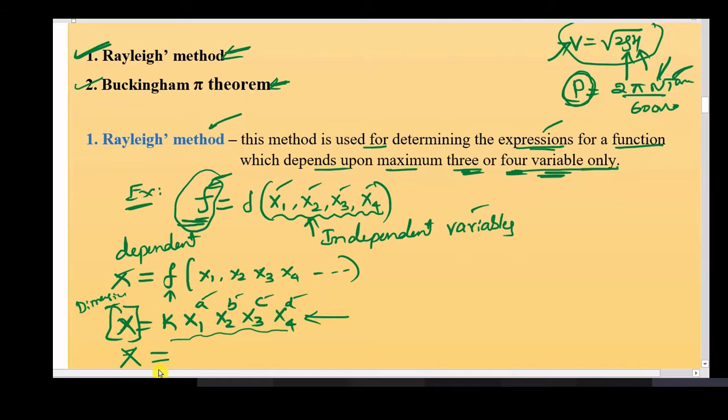So what we do, we'll consider an equation so that you'll understand better. In general, it will be difficult for you to understand. My only intention is that you remember what is the dependent variable. Please understand what is the dependent variable and what are the independent variables. In the Rayleigh method, we are using only 3 or 4 variables, not more than that.